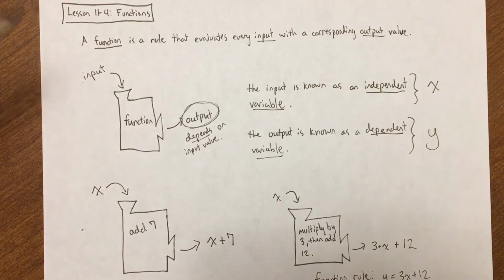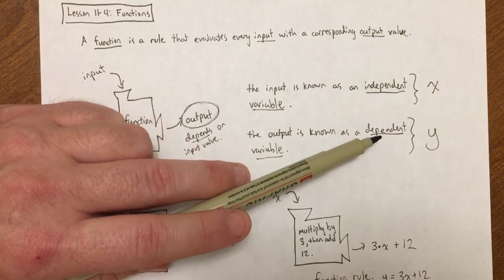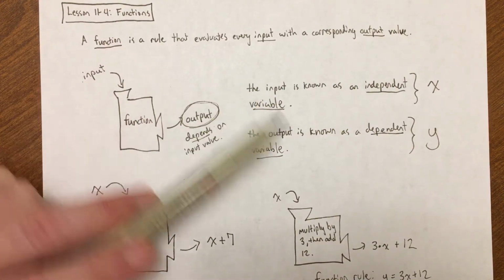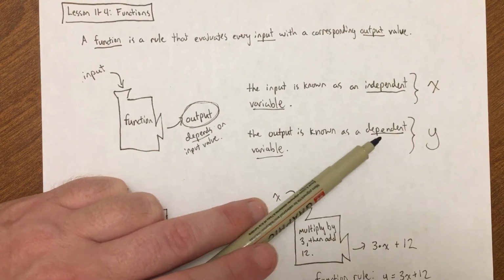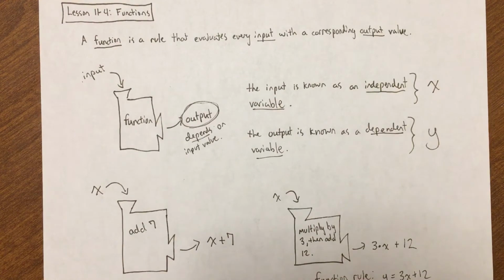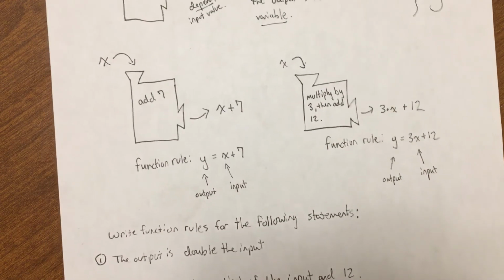So just make sure that if you do come across these terms, independent versus dependent, just remember independent is always associated with the input of your function, and dependent is always associated with the output of your function. So let's take a look at some examples that I have down below right here.